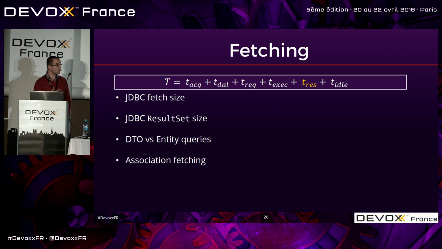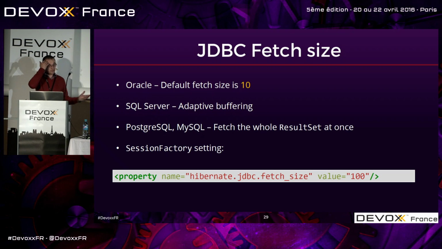So when it comes to fetching, there are multiple things that we can focus on. One is the JDBC fetch size, the ResultSet size, what type of queries we're going to use, DTOs or entity queries, and how much we're going to fetch with a query if we're using entity queries, of course. So first things first, about JDBC fetch size. If you are using Oracle, the default fetch size in the Oracle driver is only 10. For example, if you are selecting 10,000 records, you are going to make 1,000 trips to the database. That's not the case for SQL Server because it's using adaptive buffering.